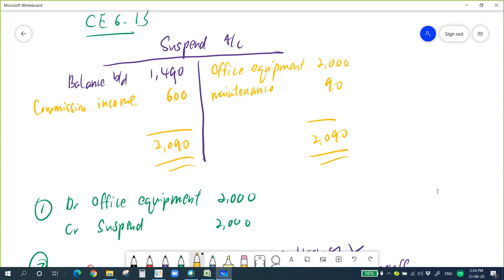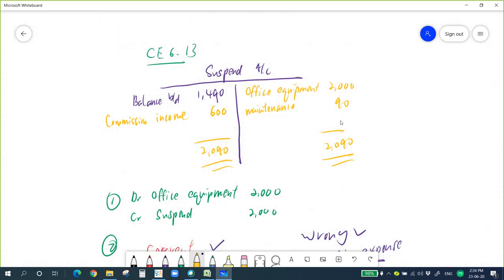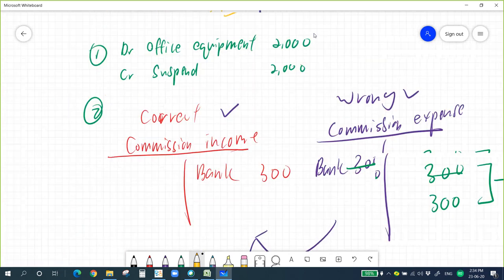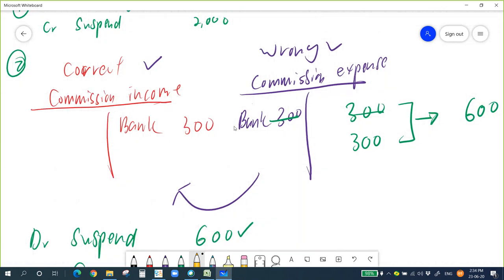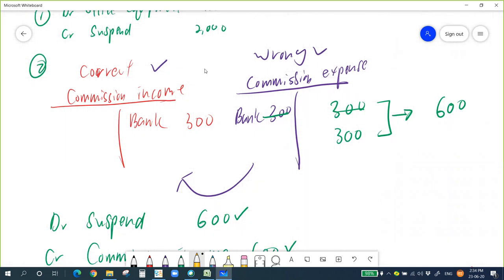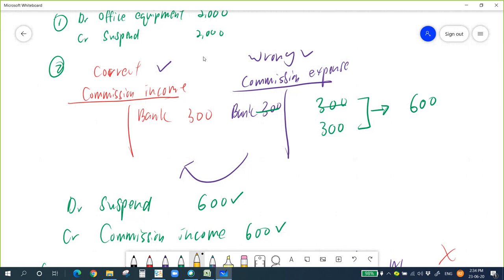All right, very good. So the tactic when you do suspend account is when you're not sure how to do the adjustment, draw a sample ledger. What is the correct one and what is the wrong one? So when you draw two ledger, you can identify the double entry more easy. You know how to change from a wrong one to the correct one. So this is the tactic that you can use when you are doing suspend account. All right. So can we move to next question?